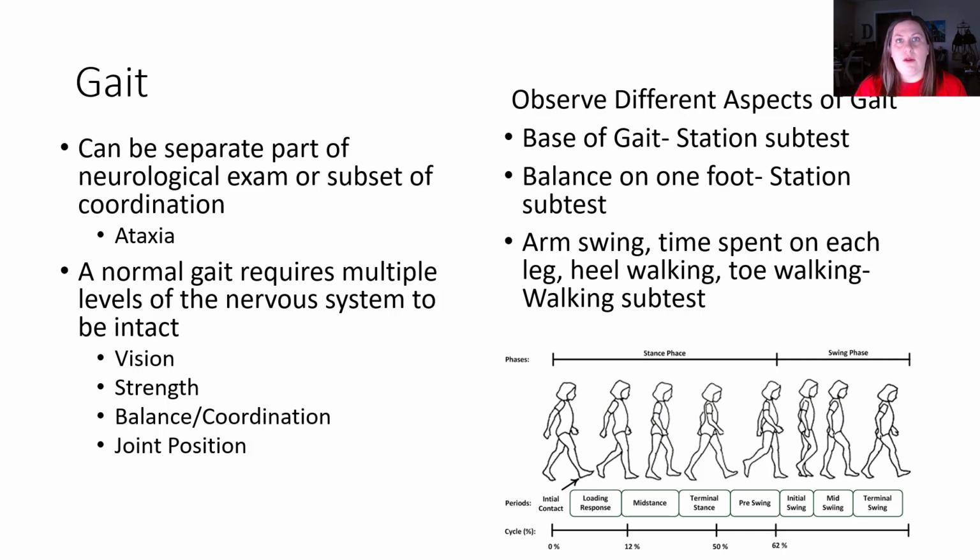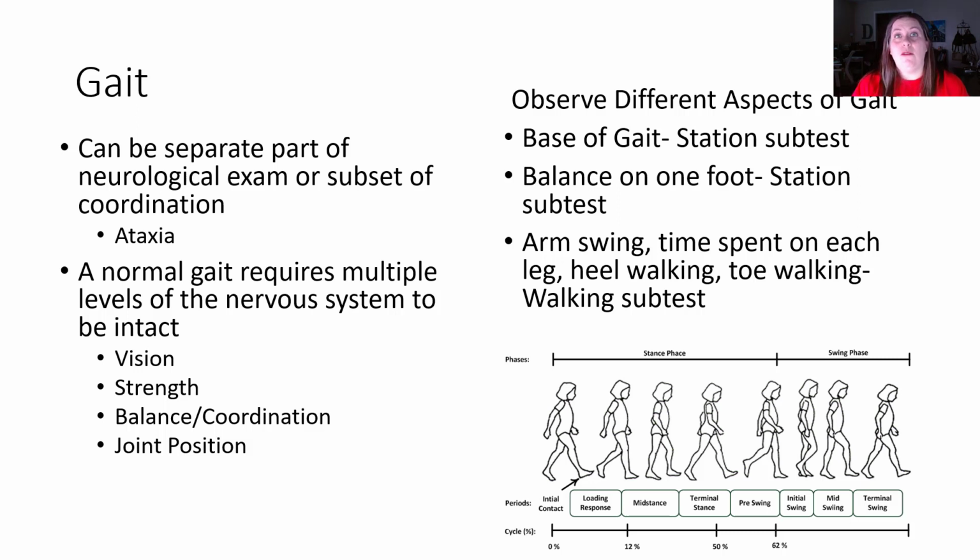Because guys, when we look at a normal gait, it requires a lot of things. It's very complex. It requires vision, strength, balance, your coordination, and knowing where your joints are at any given position. That is looking at gait. And so we want to observe it in multiple ways. First, we want them to stand up and see if they're stable, if their base is stable. If they have ataxia, a lot of times their base is really wide and unstable and they are not safe to continue with the gait test.